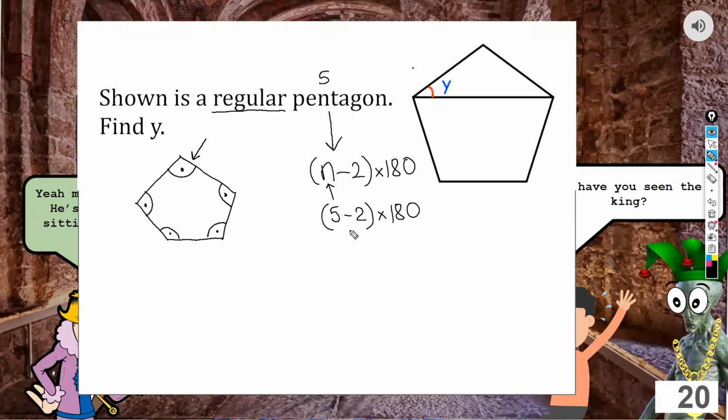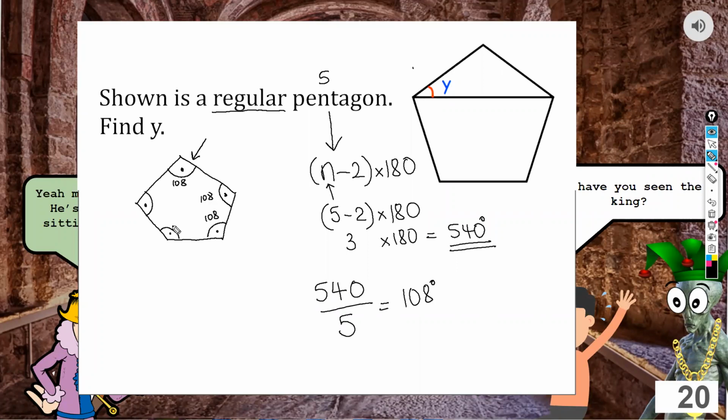So we work out the brackets first. 5 minus 2 is 3. 3 times 180, and I believe it's 540 degrees. Now, here's the thing. If you add up all 5 angles, you will get 540. But we only want one of the angles, which means since all the angles are equal and there are 5 of them, we divide by 5 and we will get 108 degrees. So each of these guys here has a value of 108 degrees.